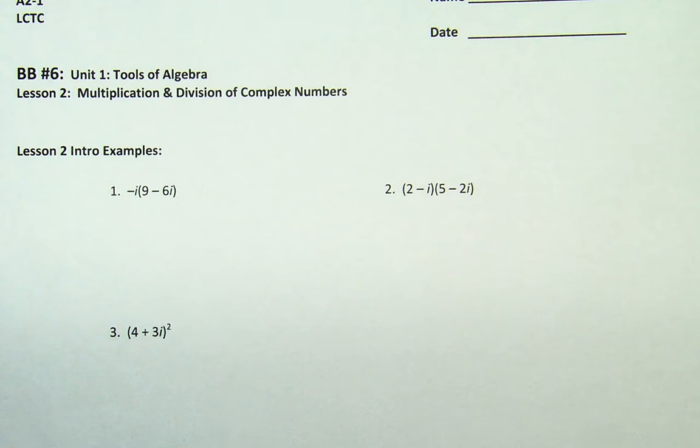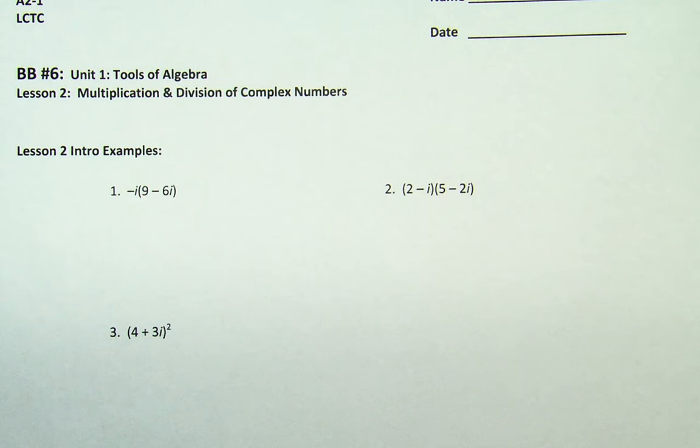Okay, so today we're going to talk about Blackboard assignment number 6, which is really just our lesson 2 discussing multiplication and division of complex numbers. So to begin, we're going to look at a couple lesson 2 intro examples that are going to get us started into some more deep conversations about these complex numbers.